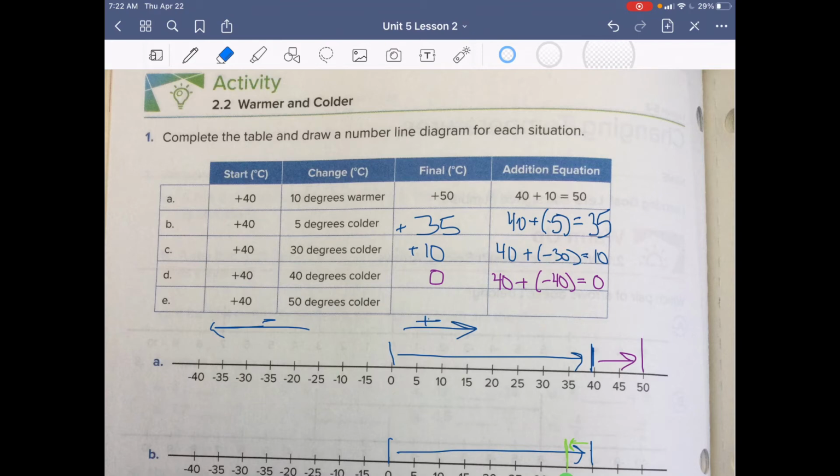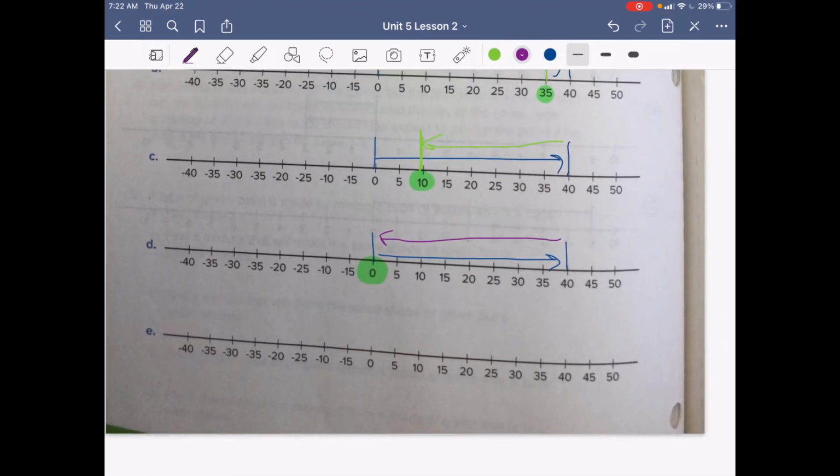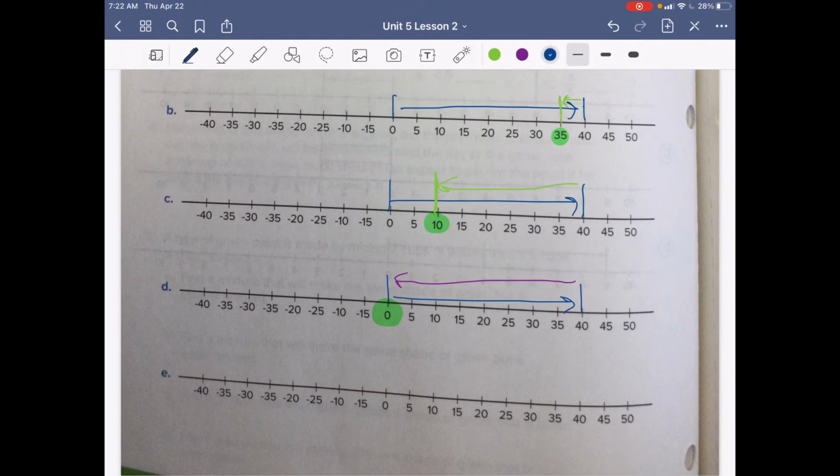Letter E. We're starting at positive 40 and we're going 50 degrees colder. Brr, that one's going to be really cold if D went down 40 degrees and it was at 0. Whew. Is this one going to be greater than 0 or less than 0? Let's find out. Let's go plot our 40. Down on our last line, we're going to plot our 40 from 0 down to 40 and draw our arrow. And then we've got to count back. So we can go back 10, 20, 30, 40, 50. So we end up here at negative 10.